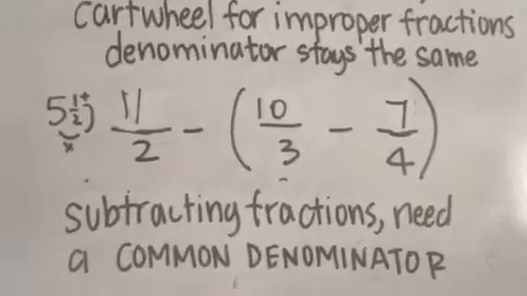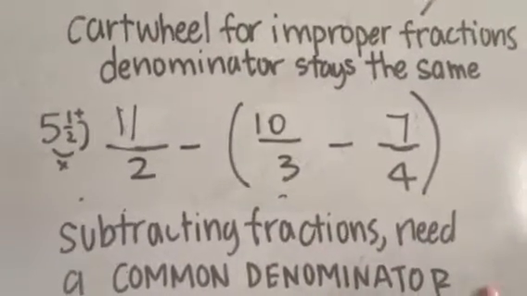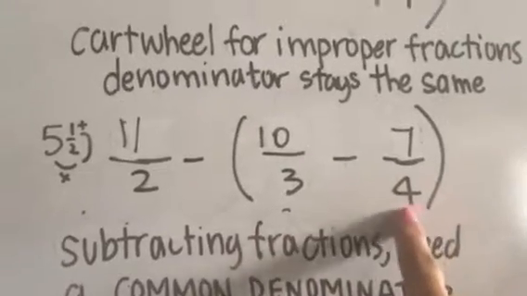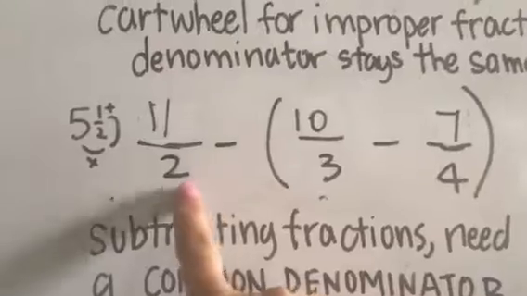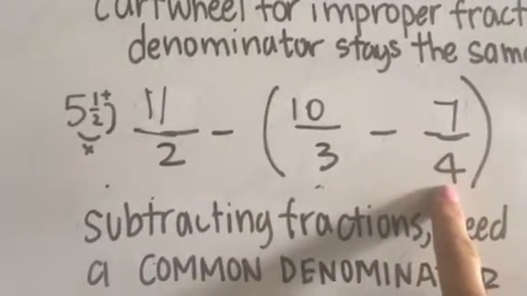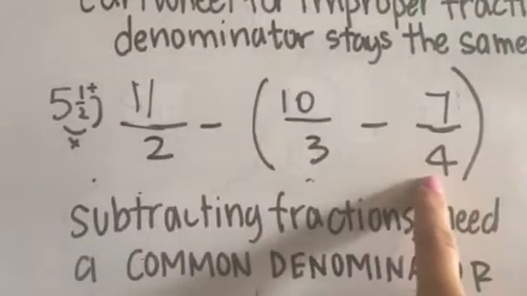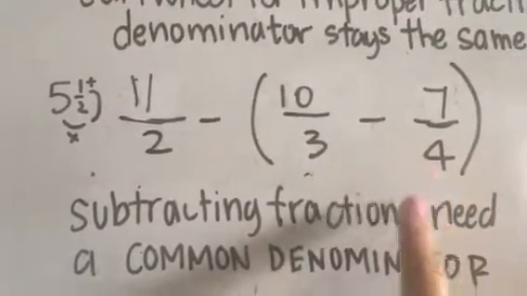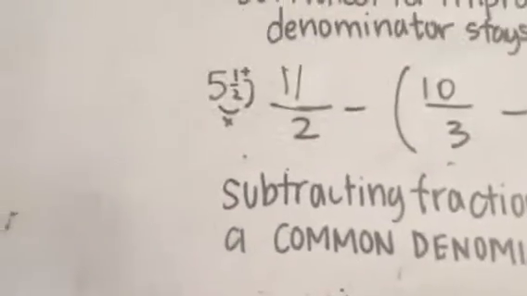Next step, for subtracting fractions, we need a common denominator. So the common denominator here, we just take the largest number and skip count to find a number that both of these are also divisible into. So 4 is not divisible by 3 or 2, so we'd go to 8 is not, and then 12 is, yes, so our common denominator is going to be 12.